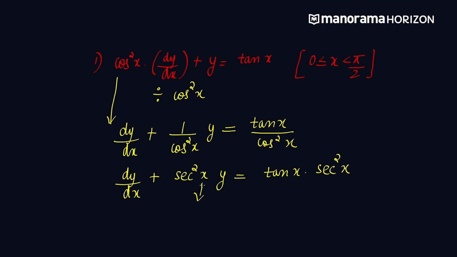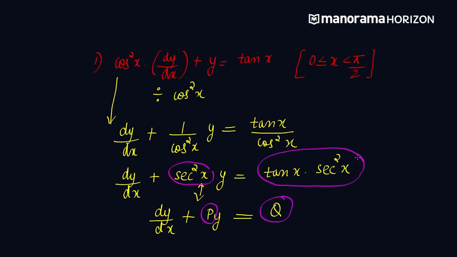Now compare it with the standard equation dy by dx plus py is equal to q. So one can understand our p will be sec square x and q will be tan x into sec square x. That is, p is equal to sec square x and q is equal to sec square x into tan x. Alright. Now, next step we need to find the integrating factor.